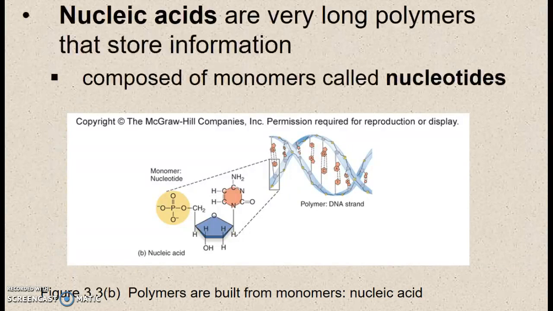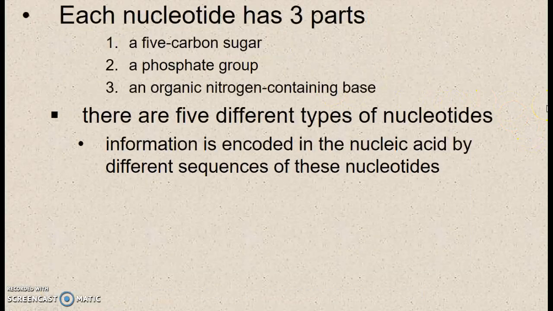Okay, so I'm going to move on to nucleic acids. The function of a nucleic acid is that they have the genetic code for an organism. It's the DNA and the RNA. Nucleic acids are really long polymers that store this genetic information. The monomers of nucleic acids are called nucleotides. Okay, so each nucleotide has 3 parts. It has a 5-carbon sugar, a phosphate group, and then a nitrogen-containing base, often referred to as a nitrogenous base. And there are 5 different types of nucleotides, and we'll talk about that really briefly.